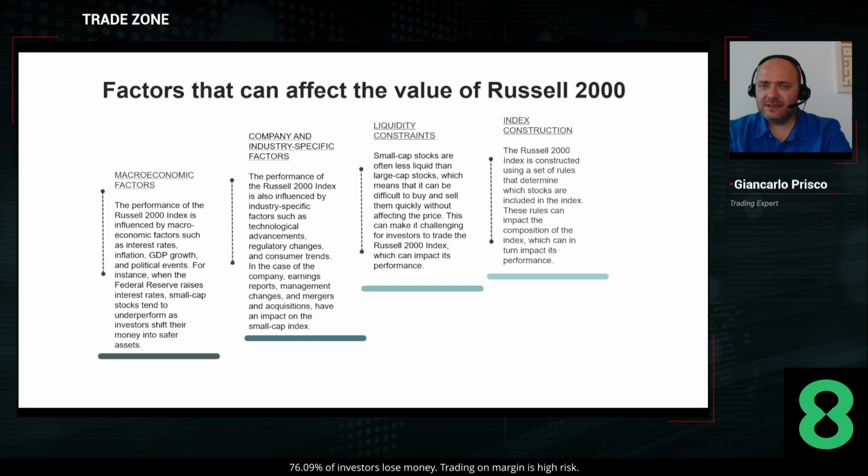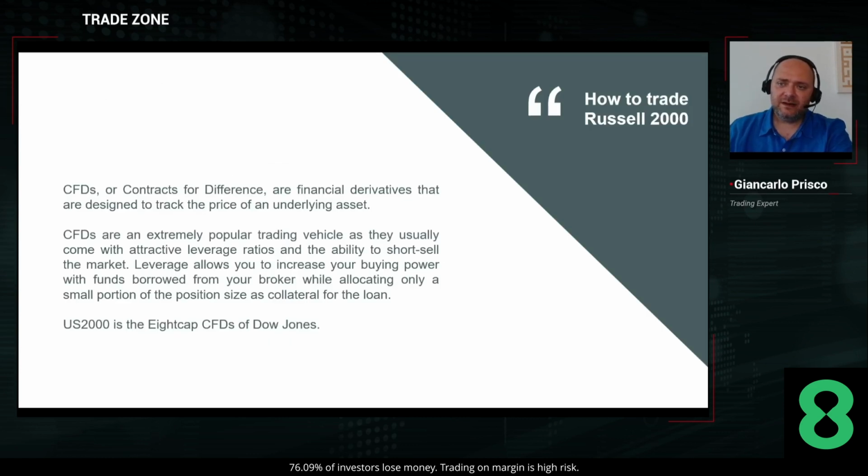The fourth element is the index construction, because we have to take into consideration that the composition of the index is changed periodically, so we have to understand how this change affects its performance. To trade the Russell, of course, you can use ETFs and a lot of instruments, funds, but with CFDs we also have a lot of opportunities, probably because with CFDs, using leverage, we can buy and sell using less money.